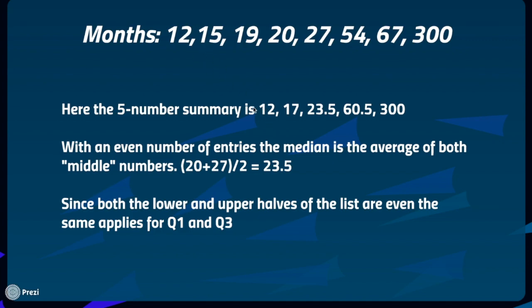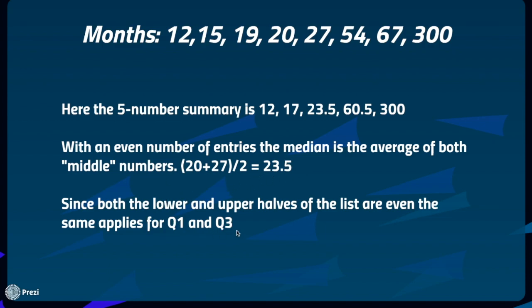So 12 is the minimum. The median, well, this has got an even number of pieces in the data set. There's actually 8 numbers. So there's not a single number in the middle anymore, but the median would be halfway between 20 and 27. So the median would be 23.5, the average of the 2 numbers that are in the middle. I guess if you read ahead, you could actually have seen the answer here too. With an even number of entries, the median is the average of both middle numbers.